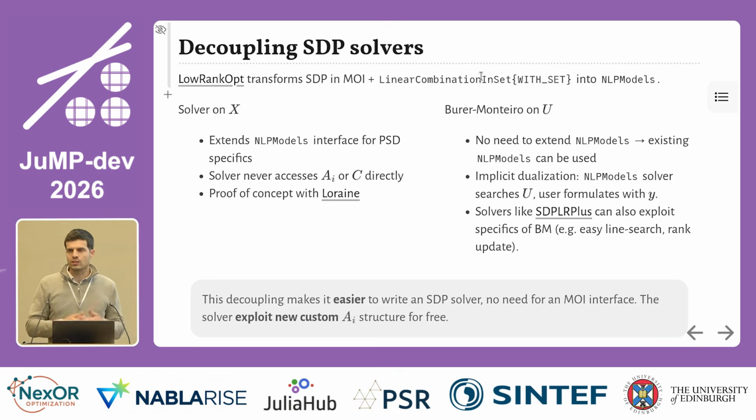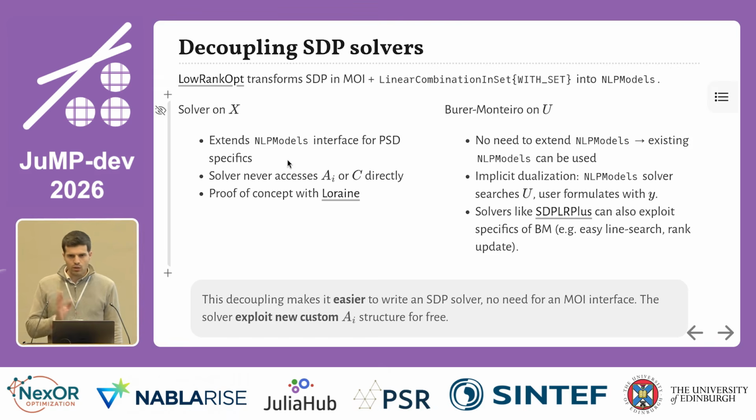So in NLP models, for the solvers, you just give it callbacks to ask for the gradient, the Jacobian vector product, and so on. And so that's why the SDP solver should be written, to be used with low-rank opt, to actually expect the problem to be expressed with NLP models, except that we use a few extensions depending on which category the solver is in.